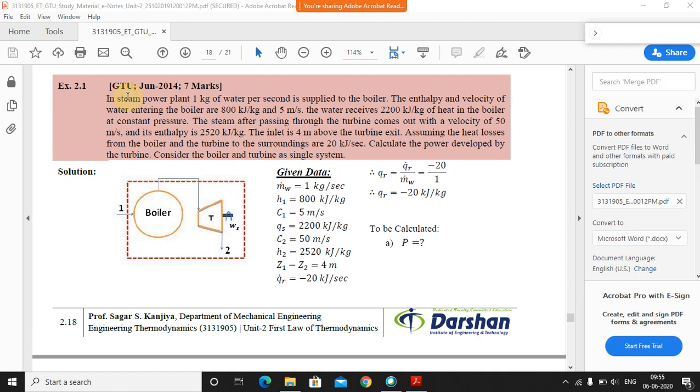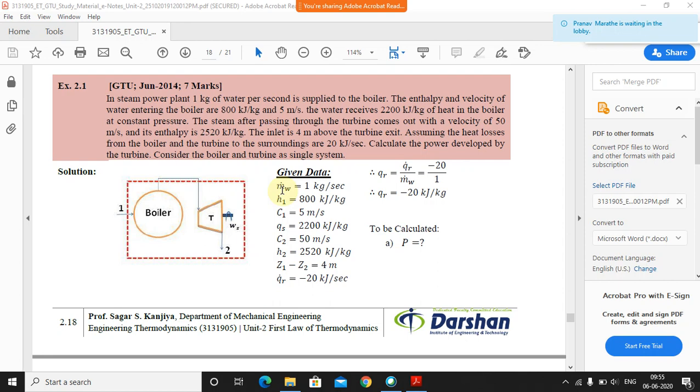Now what they have given, steam power plant, 1 kg of water per second. So 1 kg per second is given. That is nothing but the mass flow rate. All of you are having books and all, so just write down the data first. The first thing that is given, that is mass mw is equal to mass flow rate, that is 1 kg per second.